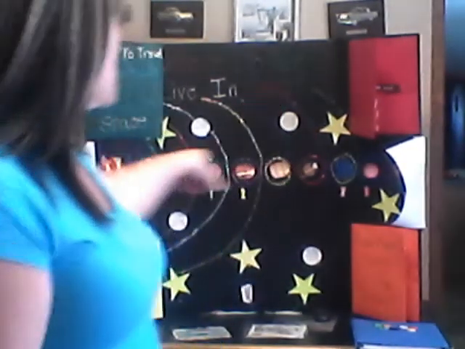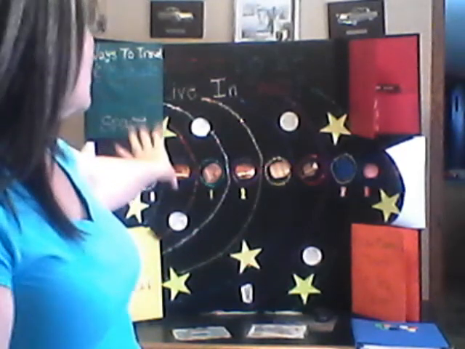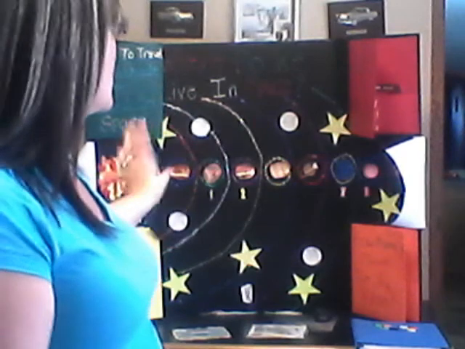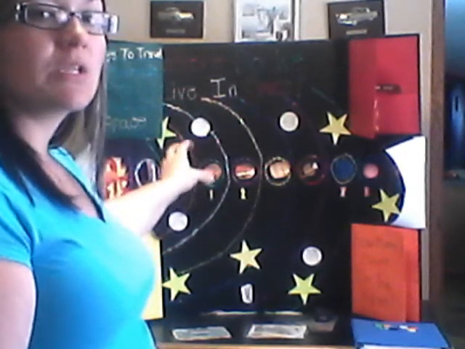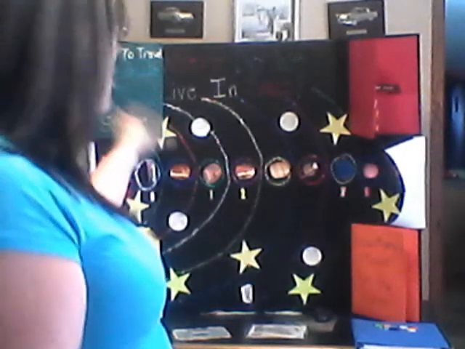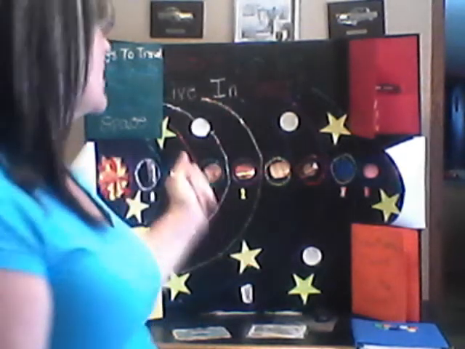Now I'm going to show you my first piece of my unit, which is the bulletin board. Where do I live at in space? This bulletin board is interactive because, as you can see, you have your different planets that you can pull off and put back on within the circle rings corresponding to how close they are from the sun down to Pluto. So you have the sun first, and then you have Pluto as the very last one.